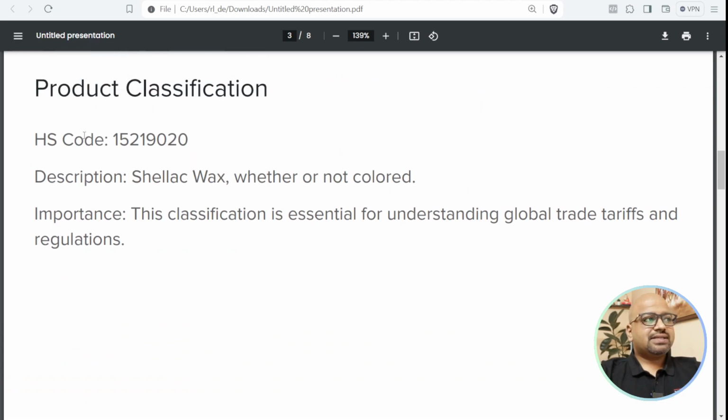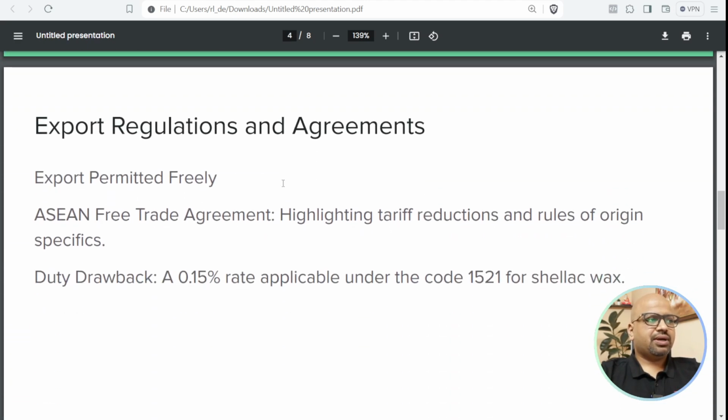This is the HS code. If you want to check, this is the Indian HS code, which is 8-digit, and this is the description of it. The importance of understanding the HS code is to know whether I'm getting a benefit, what the rules and regulations are, and whether it is exportable or not.